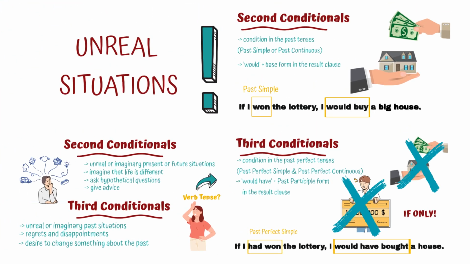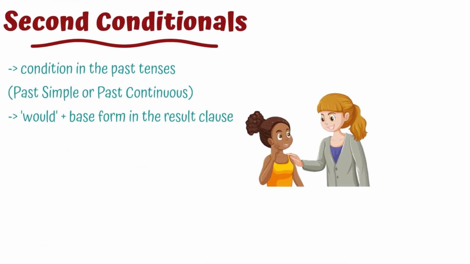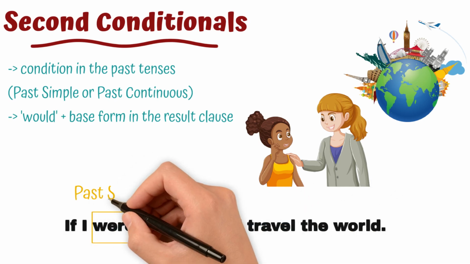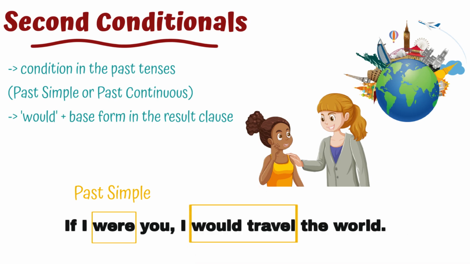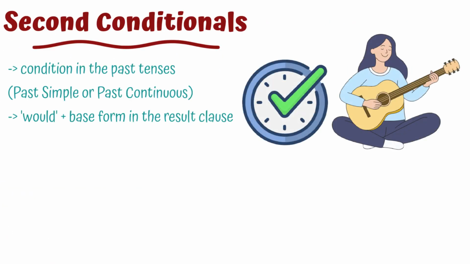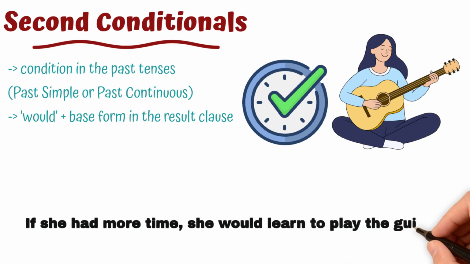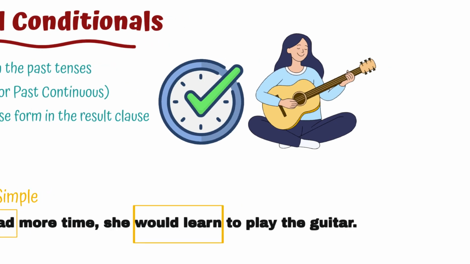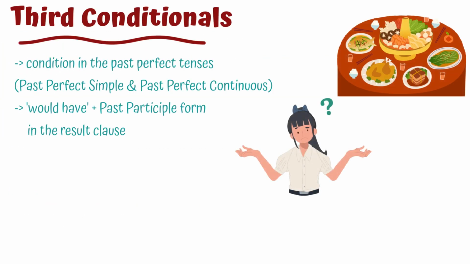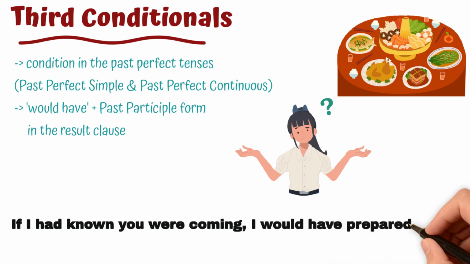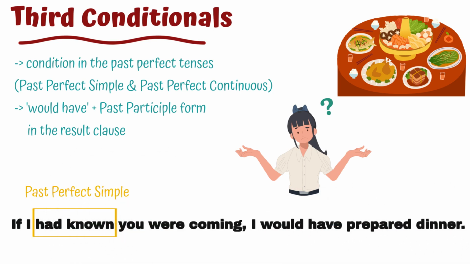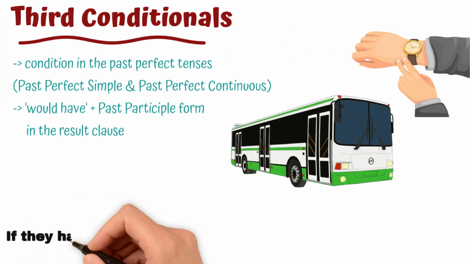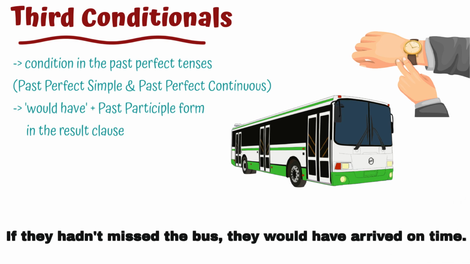Let's see a few more examples. If I were you, I would travel the world. If she had more time, she would learn to play the guitar. If I had known you were coming, I would have prepared dinner. If they hadn't missed the bus, they would have arrived on time.